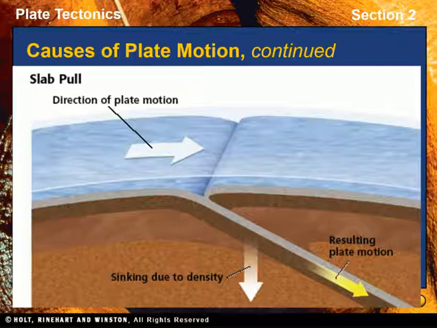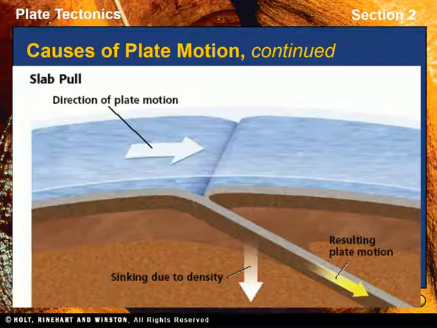This process is shown on the screen. In general, plates that are subducting move faster than plates that are not subducting. This evidence indicates that the downward pull of the subducting lithosphere is a strong driving force for tectonic plate motion.